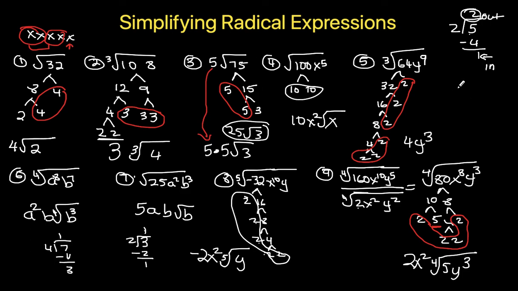Now, what I was saying earlier is some things you can't really simplify. If I asked you to simplify the square root of 10, this is 2 times 5. I can't get a pair. Therefore, this is as simplified as it gets. That would be the answer. Some of them you cannot simplify.